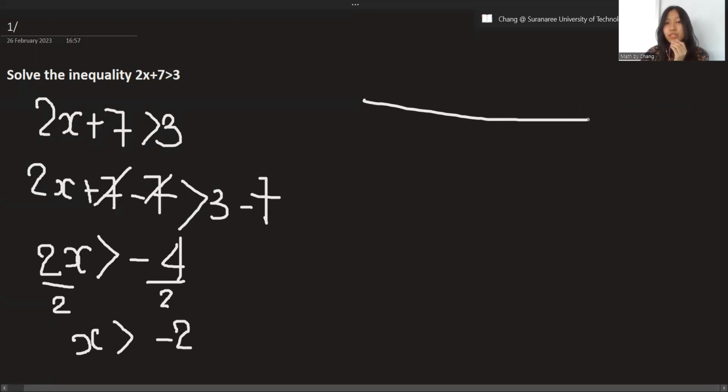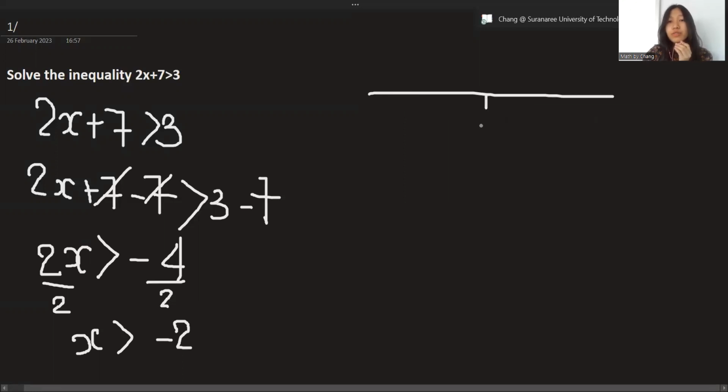Okay, we will represent it on a number line. Okay, here is minus 2. All right, so the value of x exists starting from minus 2, but minus 2 is not included because there is no equal sign. So the value of x is all the values greater than minus 2. So we have to shade at the right side. All right, so this is the graph of x greater than minus 2.